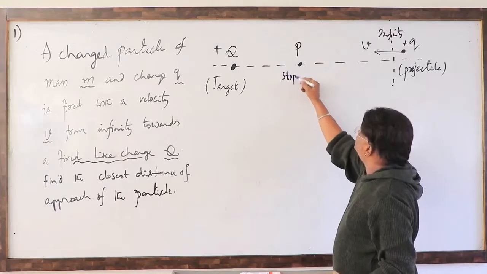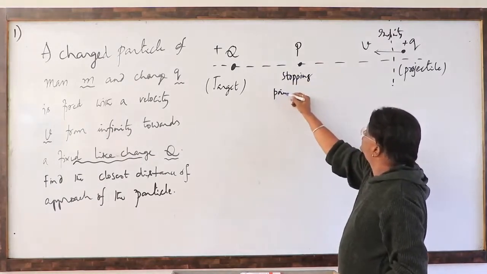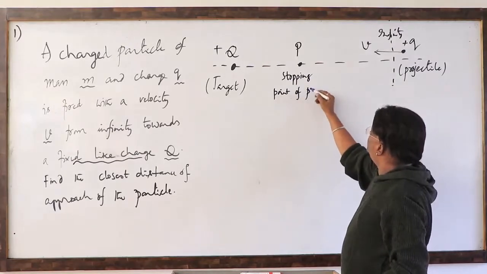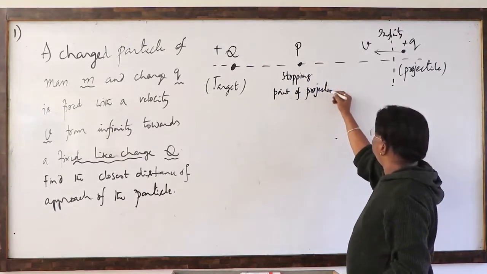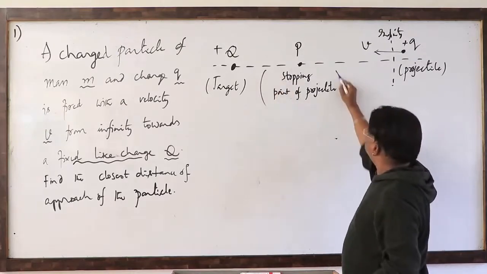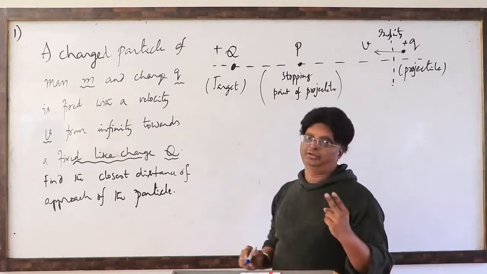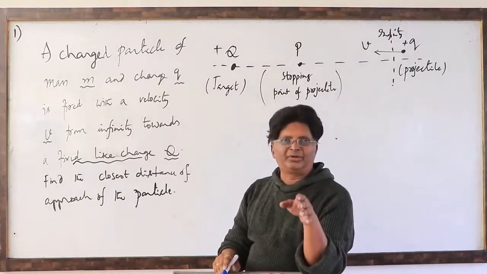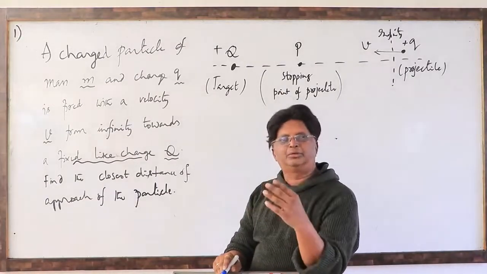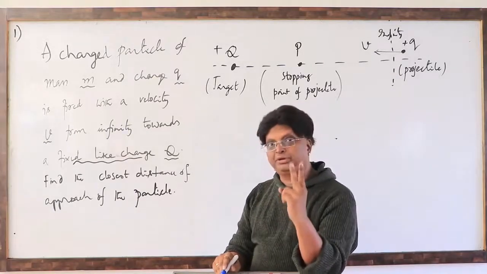Stopping point of projectile. The projectile comes here and stops because of electrostatic repulsion. In fact, if you can write these two statements on your own, that is important. Someone may say just copy, but it takes you nowhere.